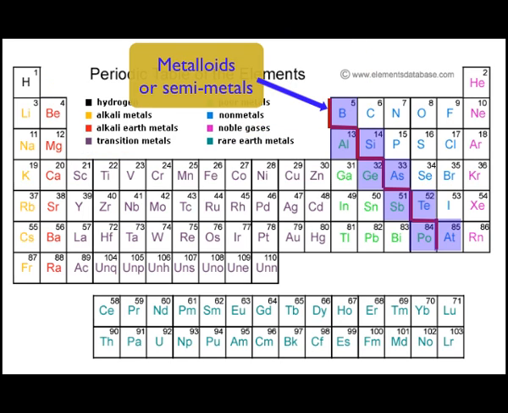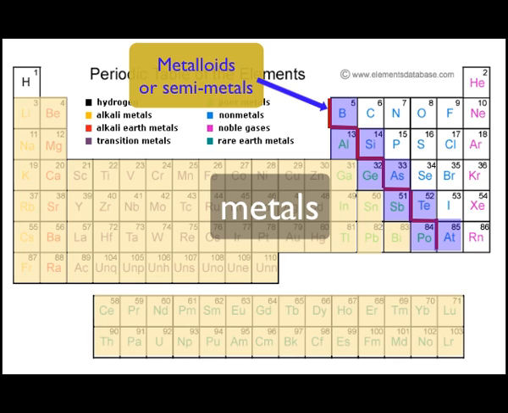These, along this line here, are the metalloids. They're in between the metals and the nonmetals. All of these are metals, and all of these are nonmetals.